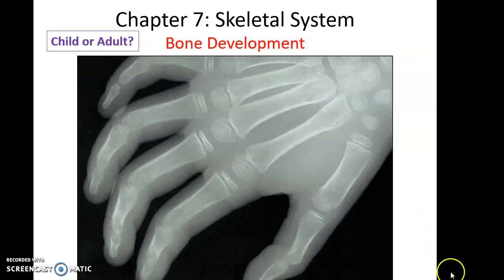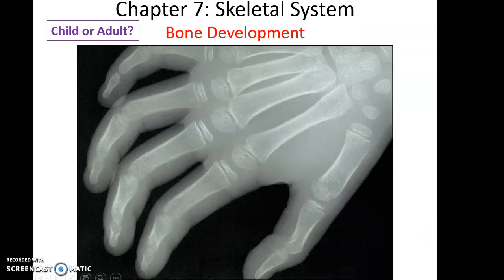All right, here is an x-ray of a child or adult's hand, one or the other. So tell me, looking at this image, is this a child or is it an adult?